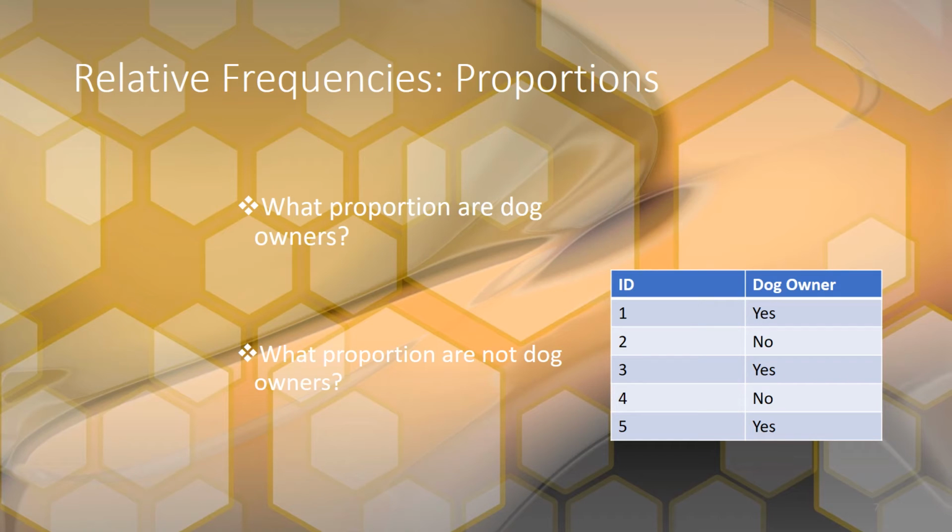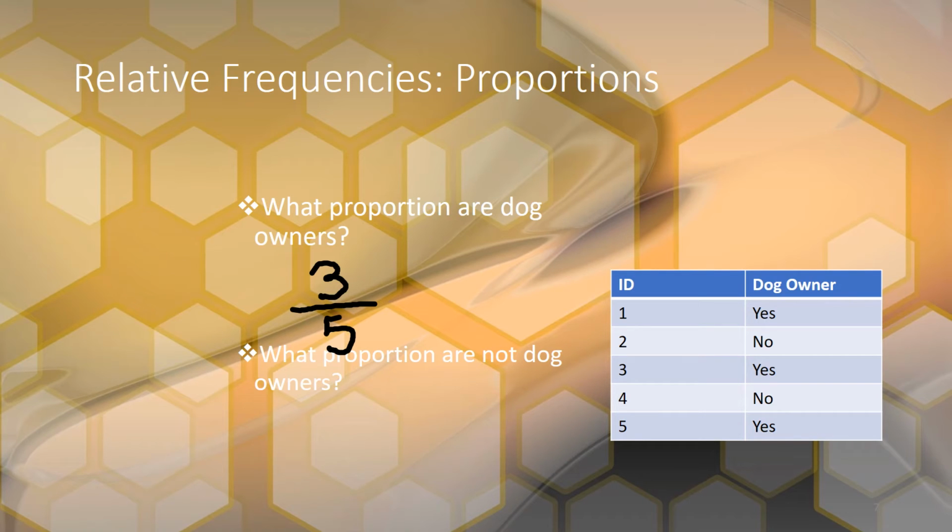Now we're going to go back to our dog owner example, but we're going to talk about proportions. So remember, in the yes category there were 3 people who said they were a dog owner, and 2 people said no, they were not a dog owner. But now we're going to talk about how to get the proportion. So there were 3 people who said that they were dog owners. So the number of people in that category was 3. And we're going to put that over 5, which is the sample size, the total number of people.